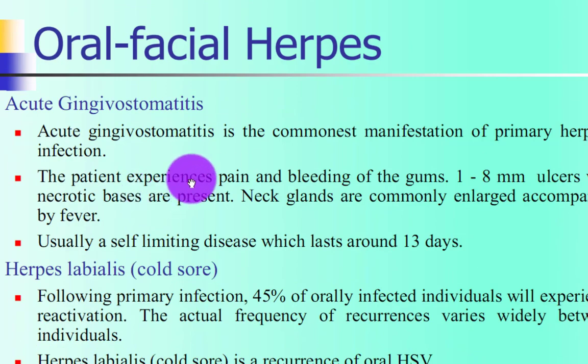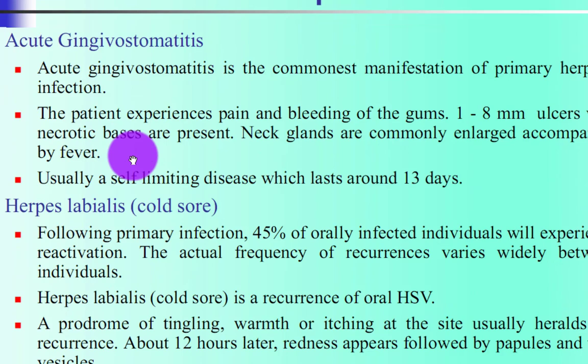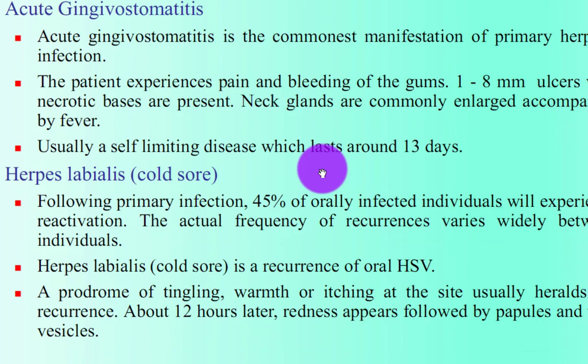Acute gingivitis. Acute gingivitis is the commonest manifestation of the primary herpetic infection. The patient experiences pain and bleeding of the gums, and 1 to 8 mm ulcers with necrotic bases are present. Neck glands are commonly enlarged, accompanied by fever. It is usually a self-limiting disease which lasts around 13 days.